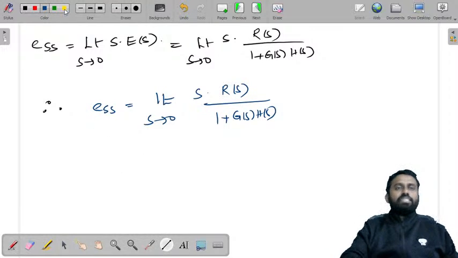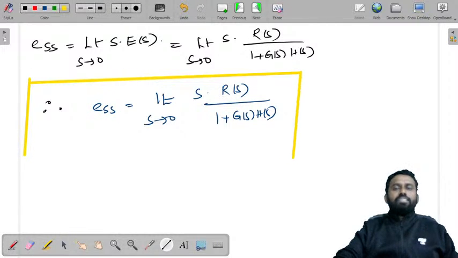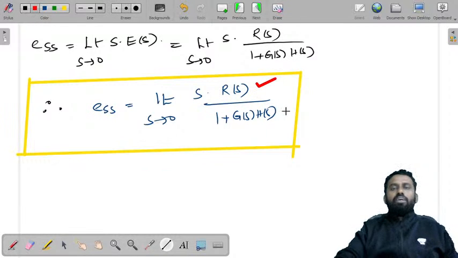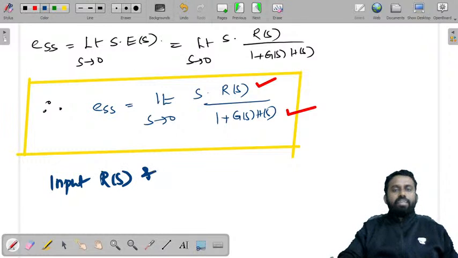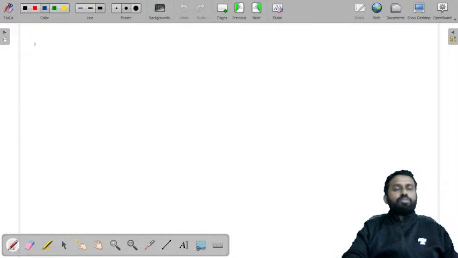From this expression you can say that steady state error is depending on R of s and 1 plus G of s into H of s. So it is depending on both the input R of s and G of s into H of s, you can say, right? Now let's change that input.